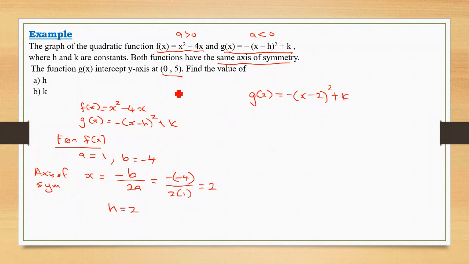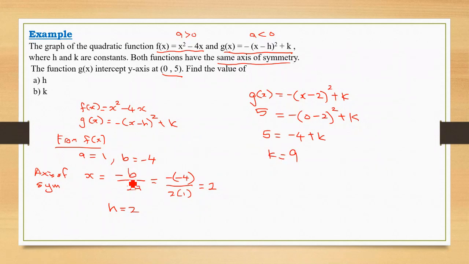Okay, so since the intercept is 0, 5 means your x value is 0, your y value is 5. So that means your g(x) is 5, which is (0 minus 2) squared plus k. So solve this. You already found your k, 9. So that is your answer for h and k.